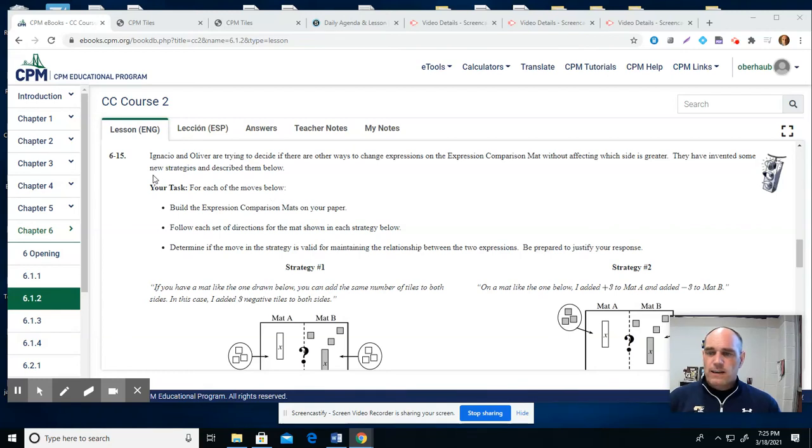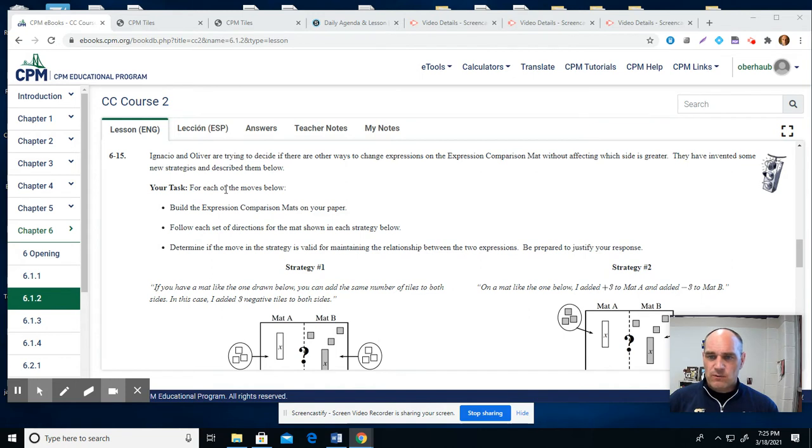Right, last question of the day. Ignacio and Oliver are trying to decide if there are other ways to change expressions on the expression comparison mat without affecting which side is greater. They have invented some new strategies and described them below.